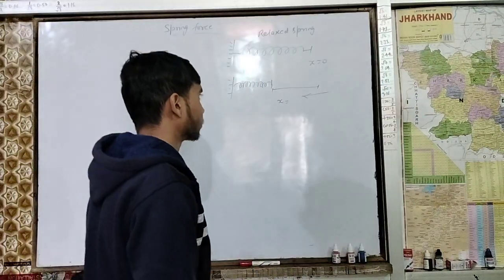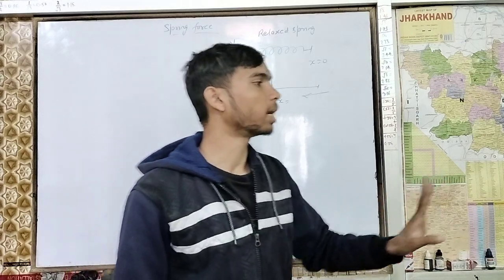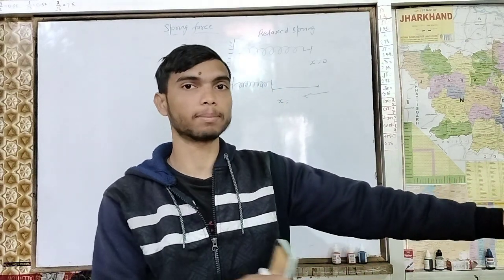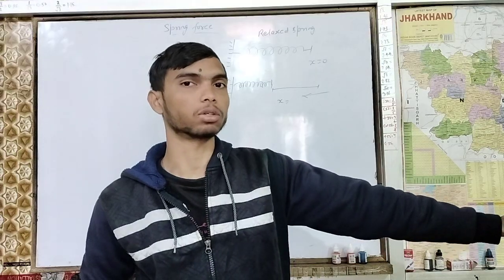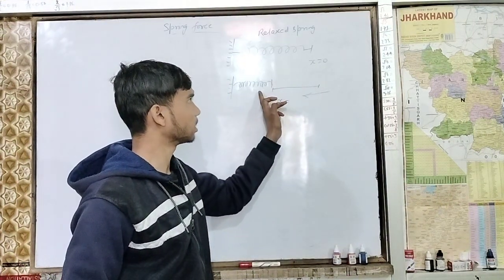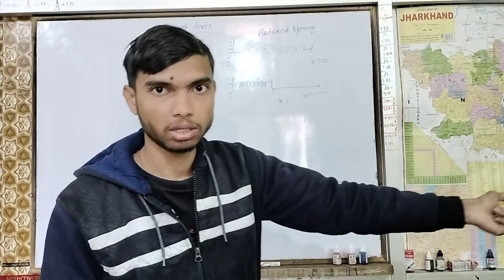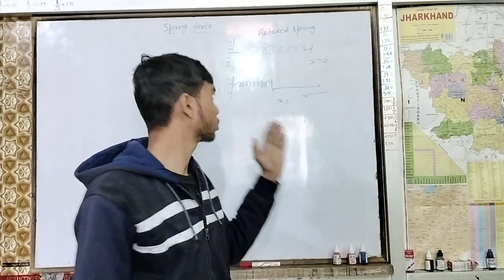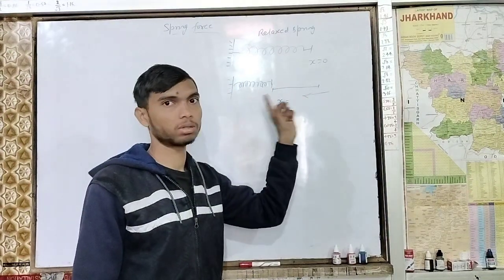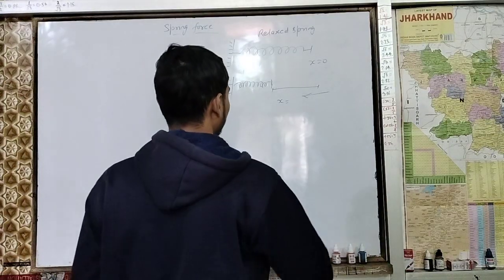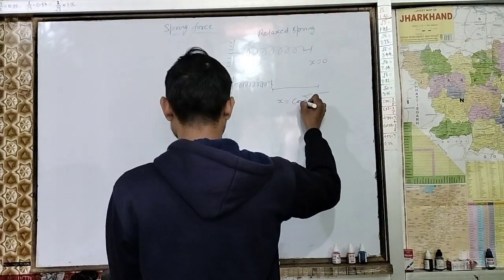Try to observe over here. We applied force in this direction, so the displacement will be in the opposite direction. You can see this spring wants to regain its original length. So it will go in which direction? Opposite direction. So x will be our compression.